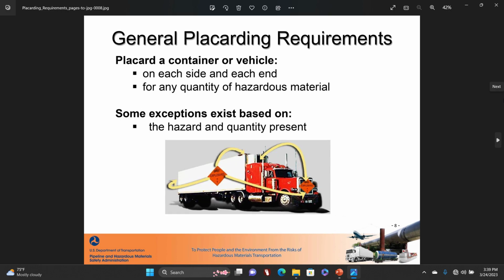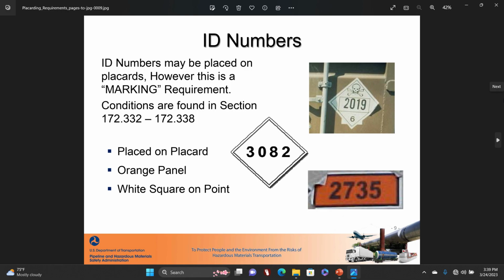General placarding requirements. Placard a container or vehicle on each side and each end for any quantity of hazardous material. Some exceptions exist based on the hazard and quantity presented. We're going to get into that and how you tell if you have to placard or not here in just a bit. These are the ID numbers or UN numbers. They're placed on the placard. I've personally very rarely seen them not on the actual placard. 99% of the time, the UN number is going to be on the placard as seen in that Class 6 non-inhalation 2019 there on the right.